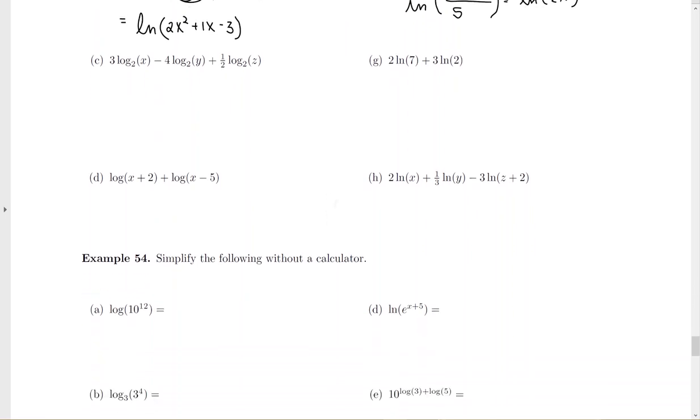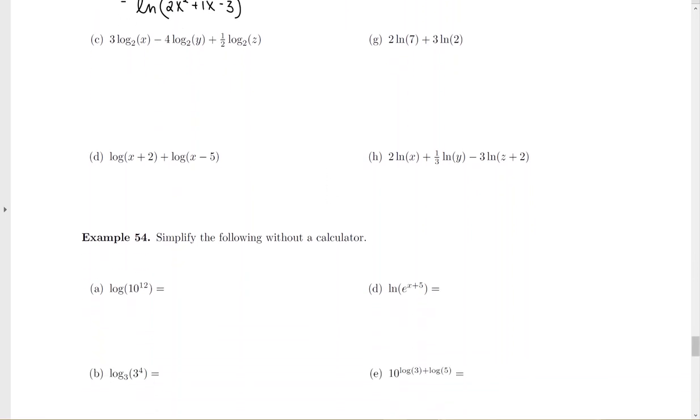Okay. Next one, letter C here, we've got a bunch of numbers in front of the log base 2's, so all those have to move up. So minus log base 2 of y to the 4th. And then log base 2 of z to the 1/2 power. So guess what's going to happen there? If it's a fraction power, it can also be rewritten as a radical. So we'll do that in just a second.